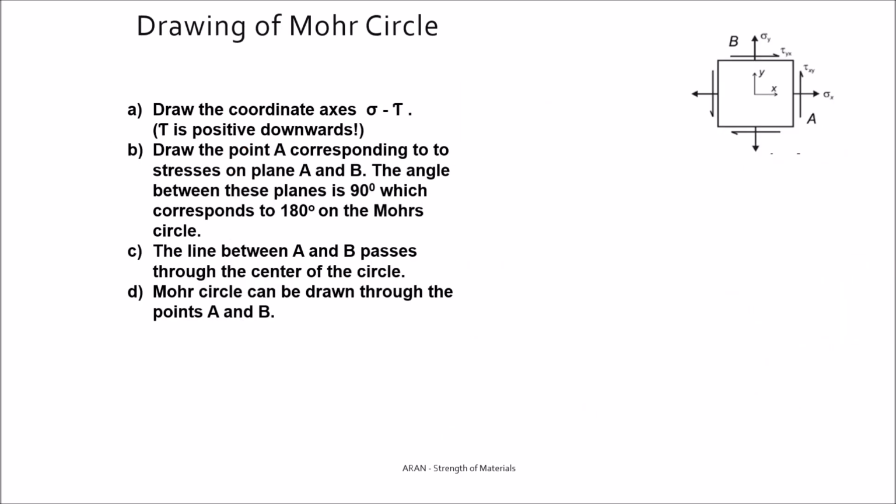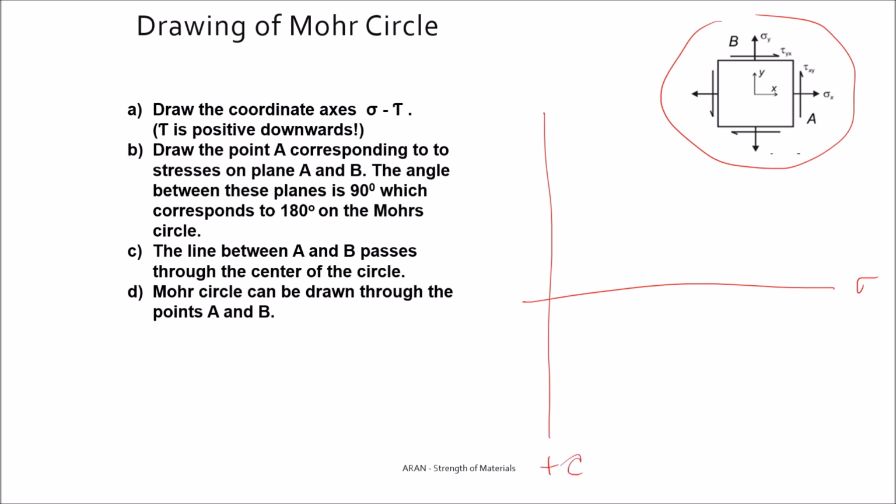Okay, let us draw our Mohr circle for a given element. So the first thing I do is to draw the axes sigma and tau, where positive tau is downwards. Then the points A and B, which are on this element, each have their sigma and tau components. Let's take this point A and this point B. Point A has the components sigma x and tau xy.